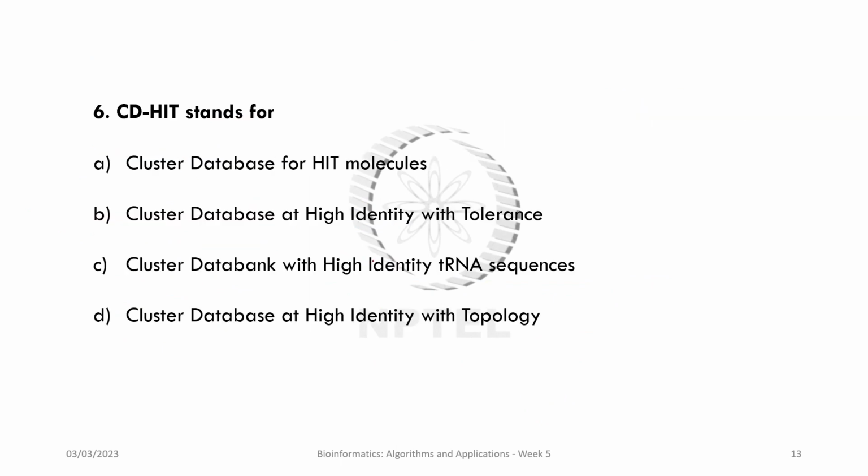Question 6. CD-HIT stands for: option A, cluster database for HIT molecules; option B, cluster database for high identity with tolerance; option C, cluster data bank with high identity tRNA sequences; and option D, cluster database at high identity with topology. Thank you, Akriti.